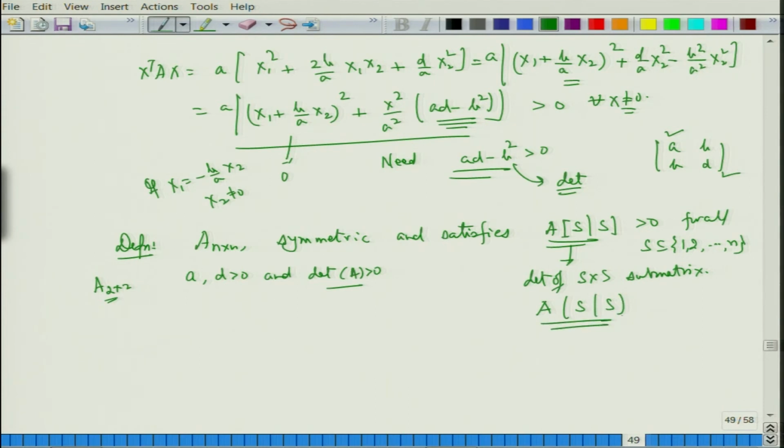So here it was in the chapter on determinants. This is what we had. This means remove the columns and rows from rows corresponding to elements of S.